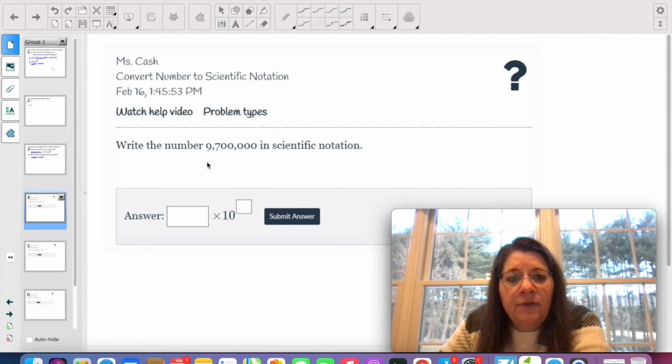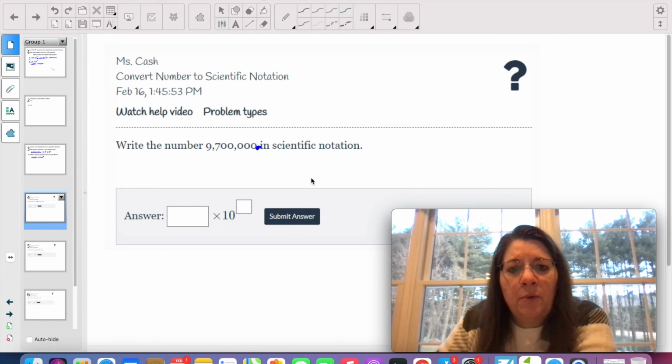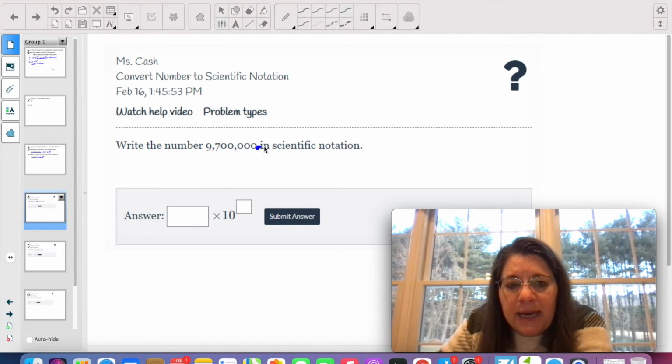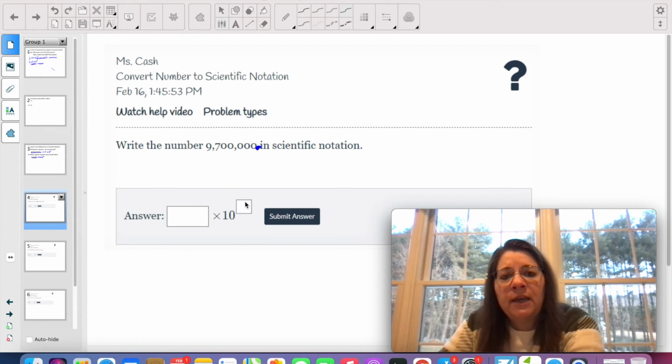So in Delta Math, your examples are going to look like this. Write the number 9,700,000 in scientific notation. Well, that number has a decimal at the end. That's where my decimal would be. It is a very big number. It's going to be a positive exponent. And notice here, they have already started your scientific notation for you. All you have to do is fill in the blank.